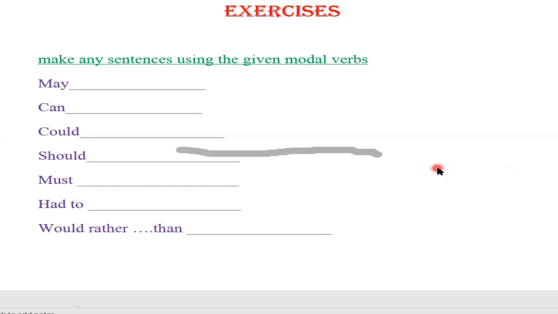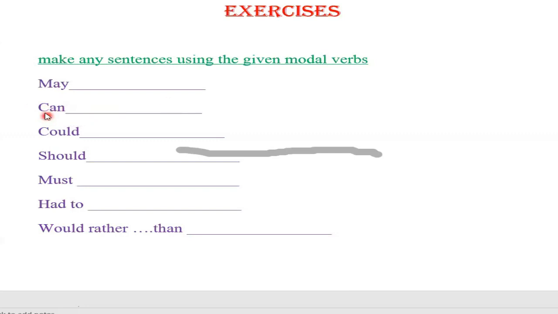May has to be used. I may go to cinema tomorrow. I may go to cinema tomorrow means uncertainty. I'm not sure, right? Thank you, sister. Other students, may in probability. I may come next week. Possible.